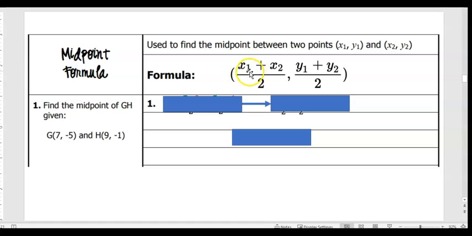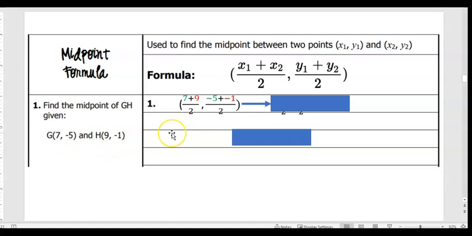In order to do this, you're going to do x1 plus x2 and divide that by 2. So essentially take your x values, add them together, divide by 2. Take your y values, add those together, divide by 2. Okay, so that's all you're doing to find your midpoint. For example, if you look at this one, we have 7 comma negative 5, and then we have 9 comma negative 1, and we're being asked to find the midpoint. So our x values are 7 and 9, and our y values are negative 5 and negative 1.